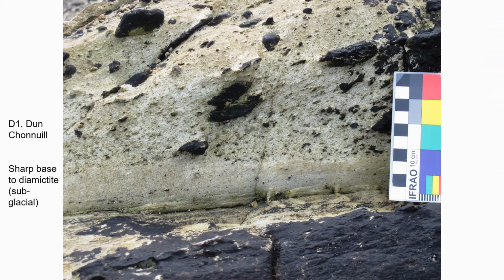The diamictites in the Port Askaig Formation are numbered. So D1 is the basal diamictite, which we see on Dunchonnel, the smallest island of the Garvellachs group, and on Garbh Eileach itself. Diamictite 1 is interpreted as subglacially deposited. It has a sharp, locally erosional base and is up to 10 meters in thickness, but it also disappears laterally.